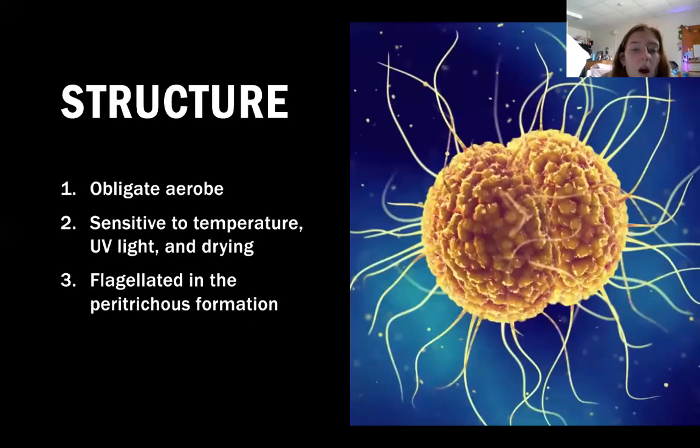Neisseria gonorrhoeae is an obligate aerobe, meaning that it needs oxygen to grow. However, it can also utilize anaerobic respiration using nitrate. And gonorrhea is also sensitive to changes in UV light, temperature, and drying, which makes it the perfect microorganism for where it resides in the body. As you can see by the photo, Neisseria gonorrhoeae has many flagella arranged in the peritrichous formation that help with adherence to host cells.